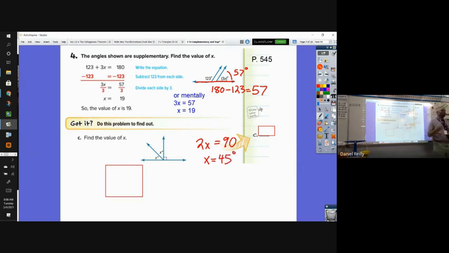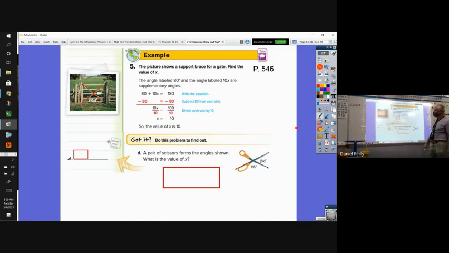The key to these problems: if two angles are complementary, subtract the angle you know from 90, and that gives you the other angle. If they're supplementary, then you do 180 minus the angle that you know. Then they go on to show some real-world pictures with complementary and supplementary angles in them.